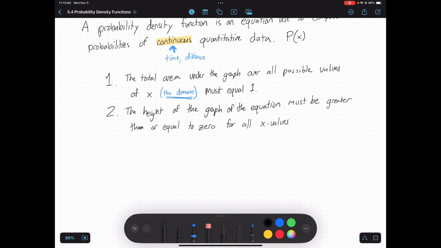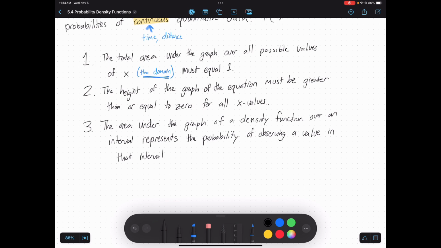Second, the height of the graph of the equation must be greater than or equal to 0 for all x values. And this makes sense because this is measuring probability, and probabilities can't be negative. And third, if I find the area under the graph of this density function over a specific interval, that area will represent the probability of observing a value within that interval range.